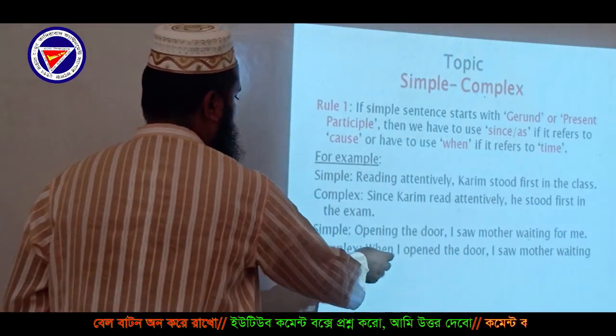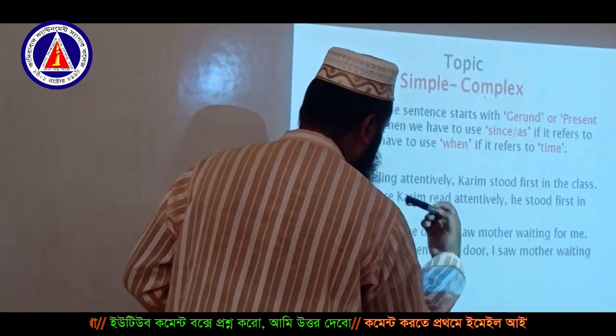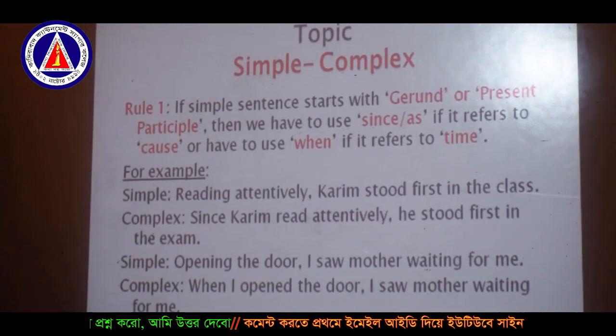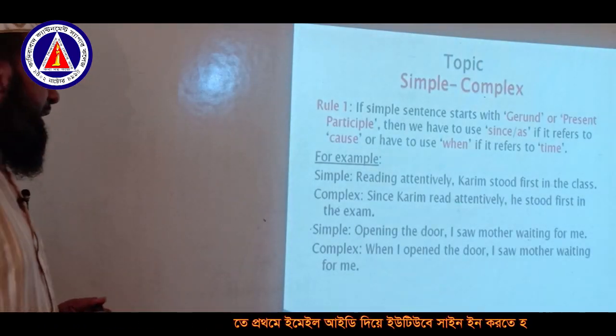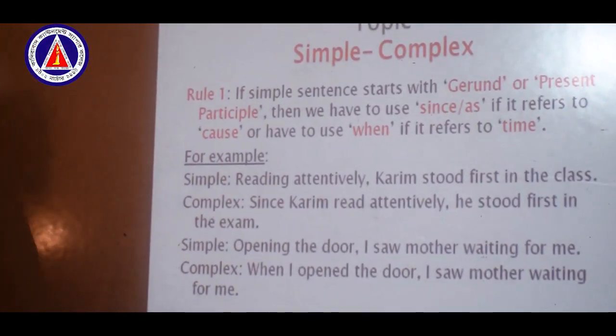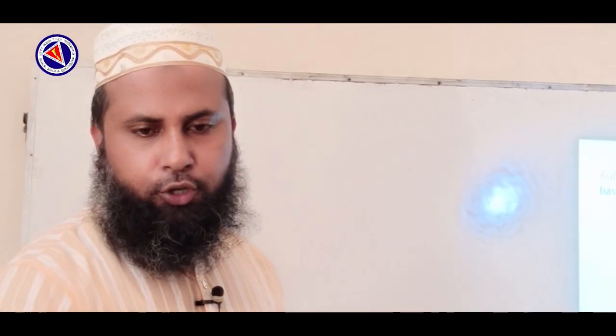So why did I use when here? Because it is giving us the message about time. Mother was waiting for me when I opened the door. That's what the answer should be. When I opened the door, I saw mother waiting for me. So now, rule number 2.